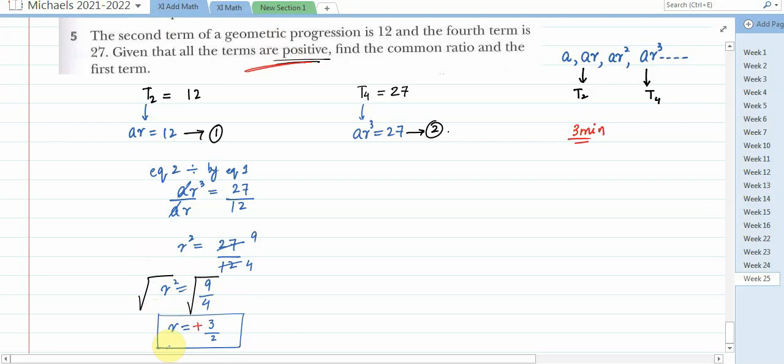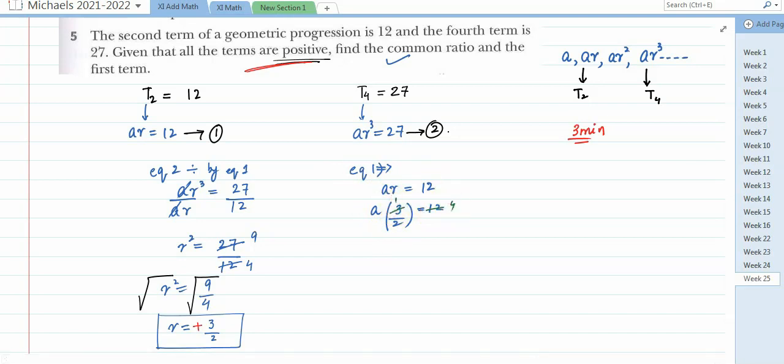Alright. So the first part has been done. Find the common ratio, and then the first term. From equation number 1, we got ar equals 12. And the value of r we have is 3 divided by 2, so a times 3 over 2 equals 12. You can simplify here. 3 1s are 3, 3 4s are 12. So 4 2s are 8. So the value of the first term is 8 and that is your answer.